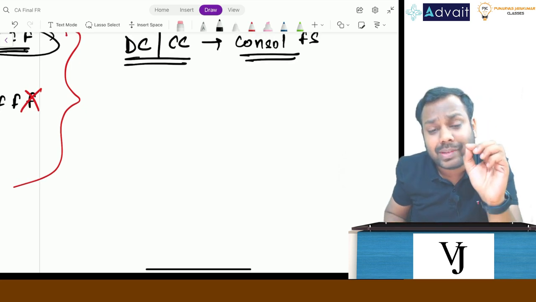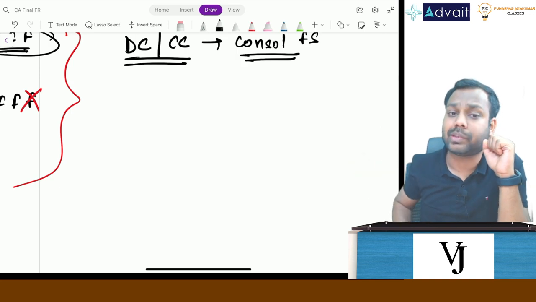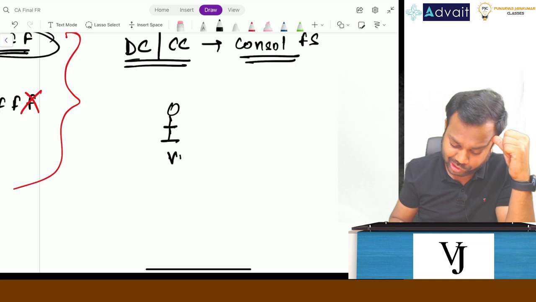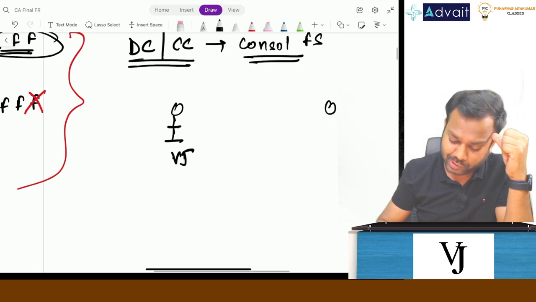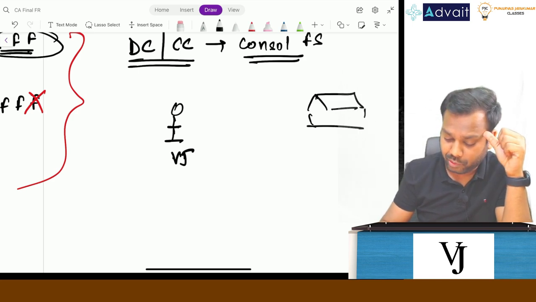Whenever you purchase the shares of a company, you purchase from the company or you purchase from the shareholders. Let's suppose this is me, Vishal Jain. Now I want to purchase the shares of Infosys. Let's suppose this is Infosys.